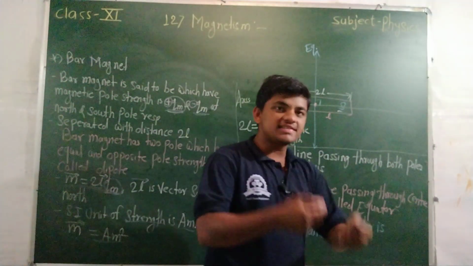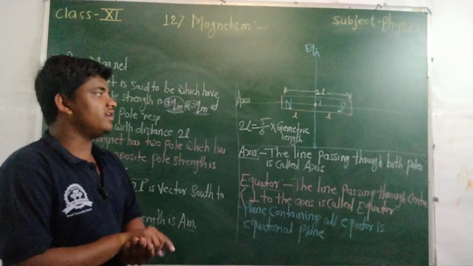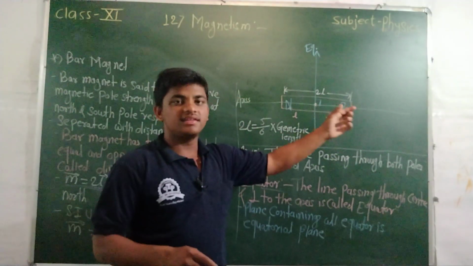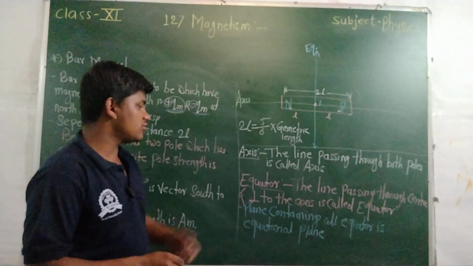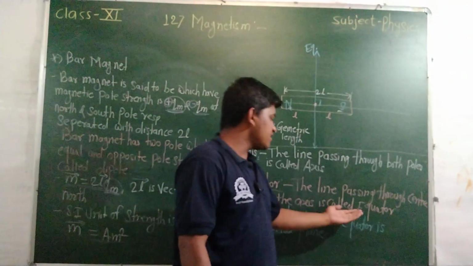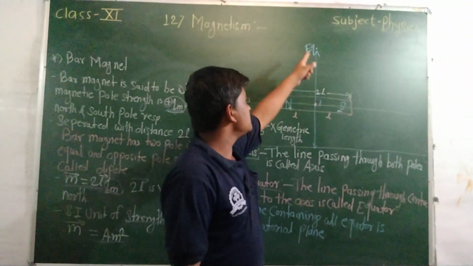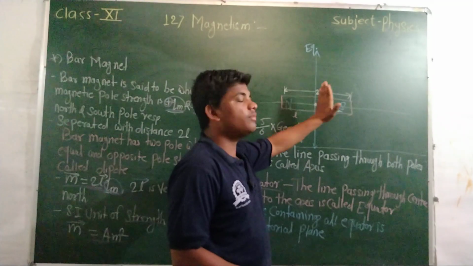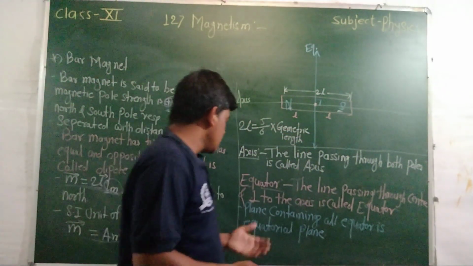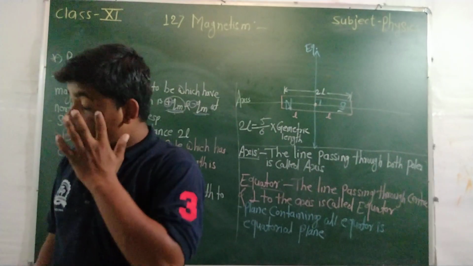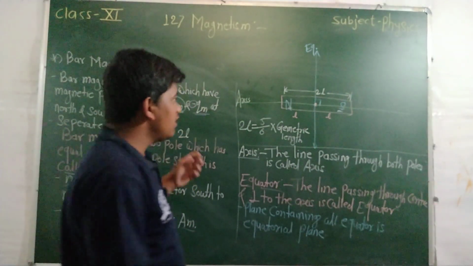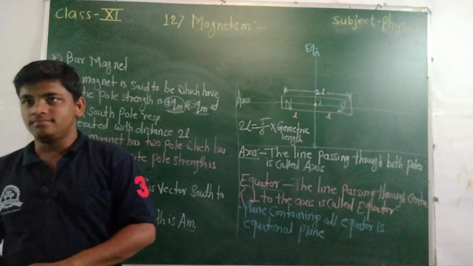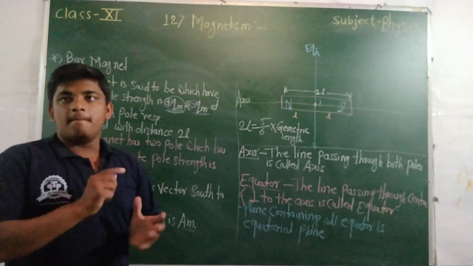A line passing through the center of the bar magnet, or the line passing through the center of the positive and negative charges placed at some distance in electrostatics, and perpendicular to the axis, is the equator. Then the plane containing all equators is the perpendicular plane, called the equatorial plane. The magnetic length is 2L, the distance between the south pole and the north pole, and this is the formula for calculating the magnetic length.